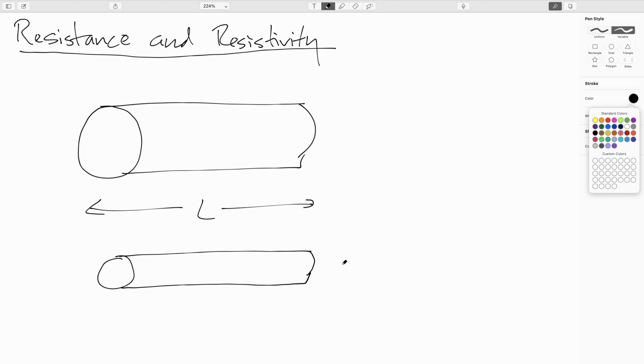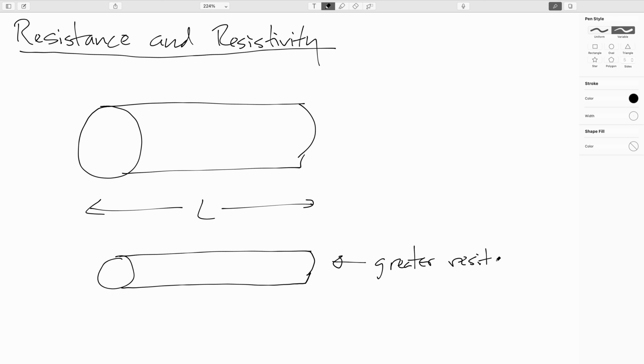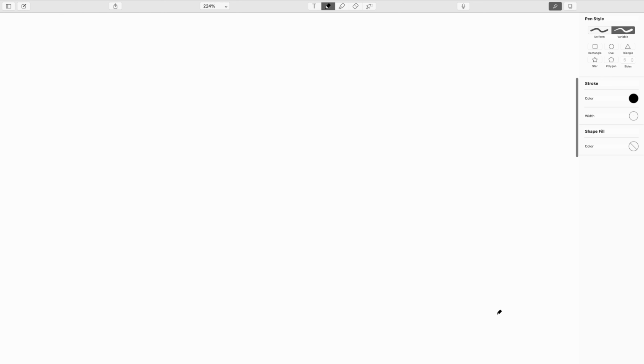So yeah, the lower one here has the greater resistance. Just like it's harder to get water to go through a skinny pipe than a fat pipe, the same is true for pushing charges through a wire. It's harder to push charges through a skinny wire than it is a fat wire. All right.